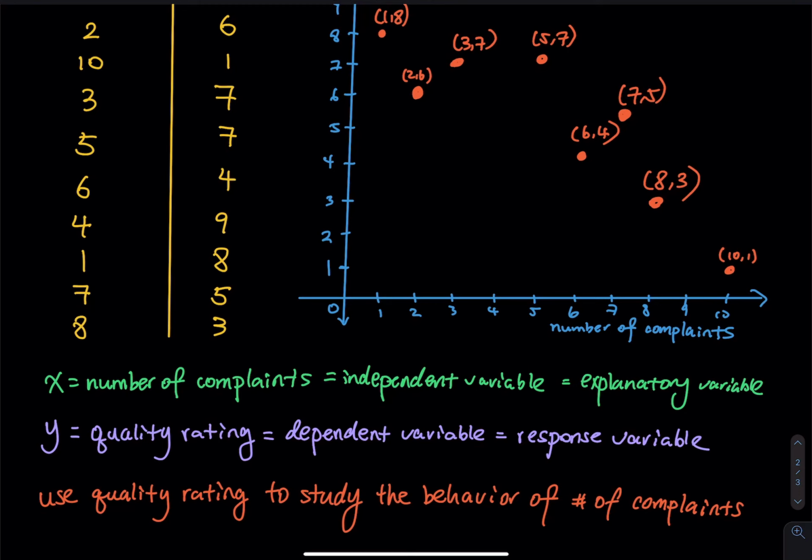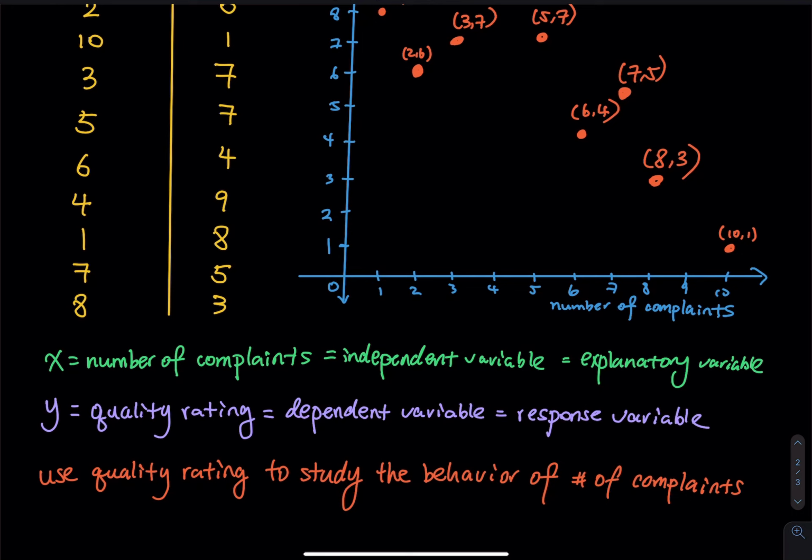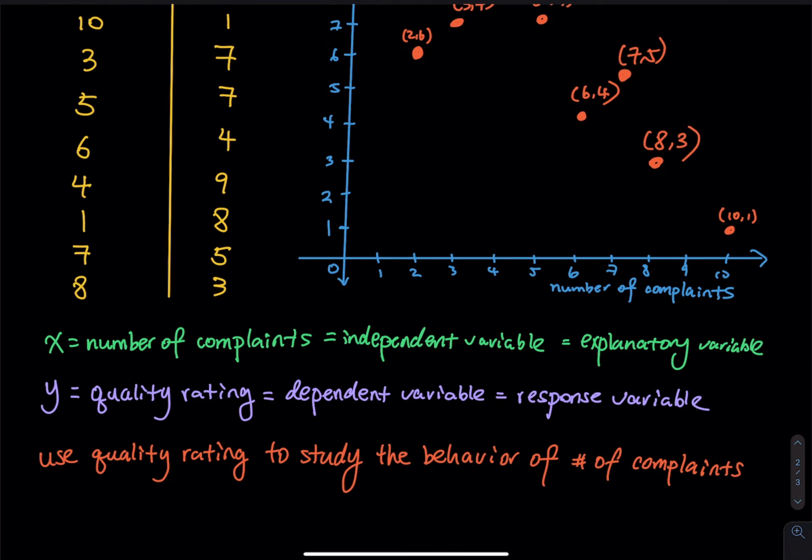And then since we are using the explanatory variable to study the response, in this problem we say that for each coffee shop, we use the number of complaints they receive to study the behavior of their quality rating, right? Actually, I made a mistake in here. I said we use quality rating to study the behavior of complaints. All right, let's quickly fix that.